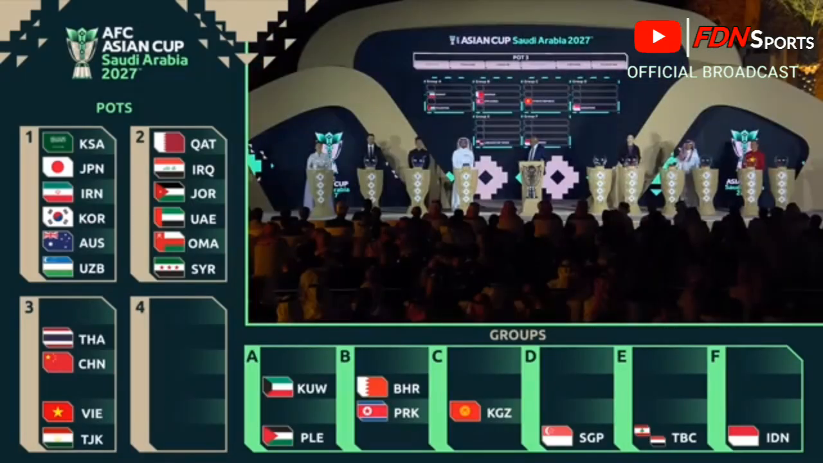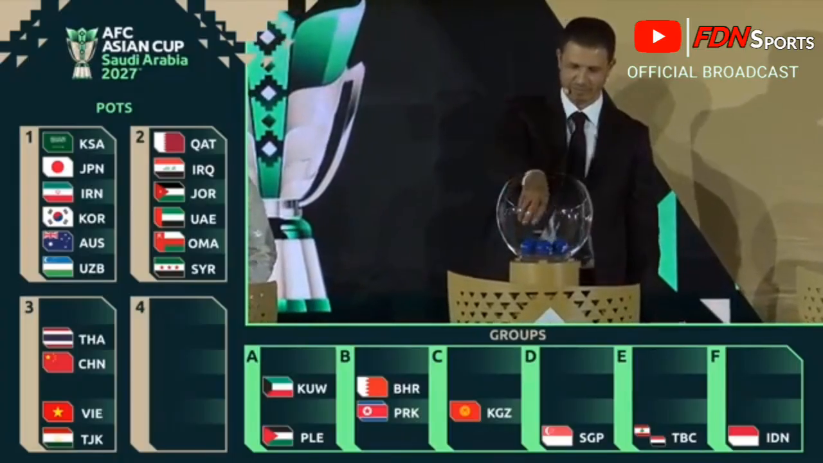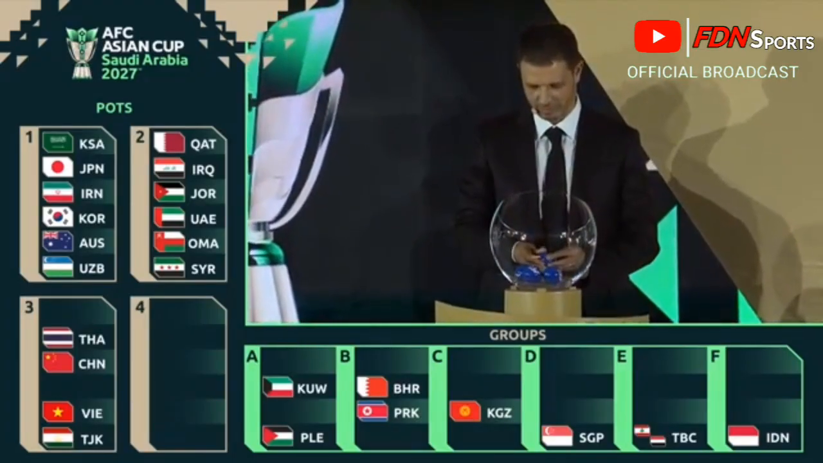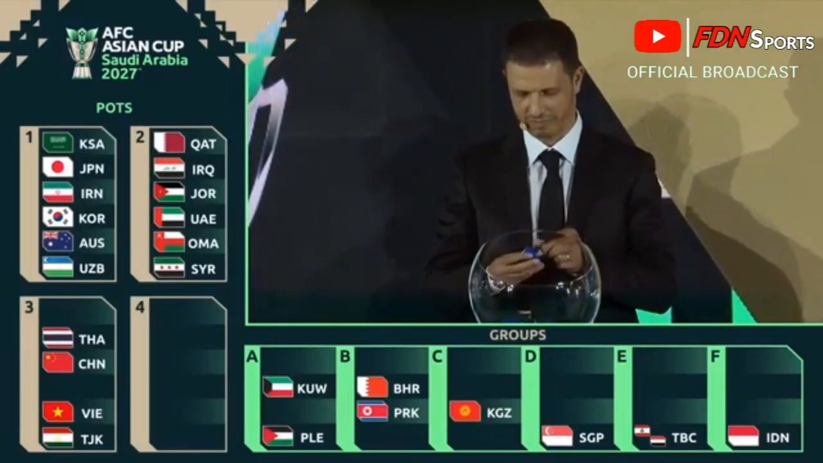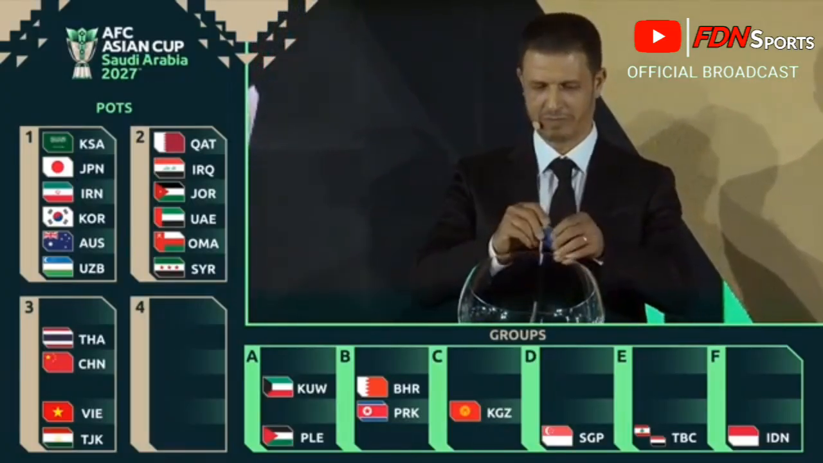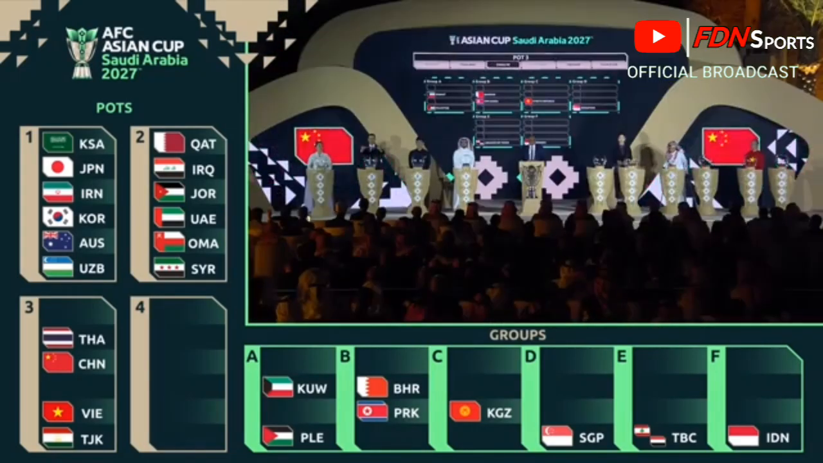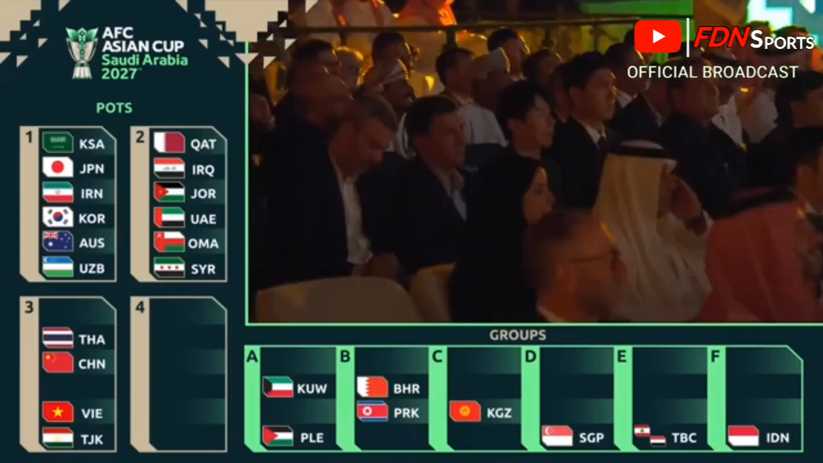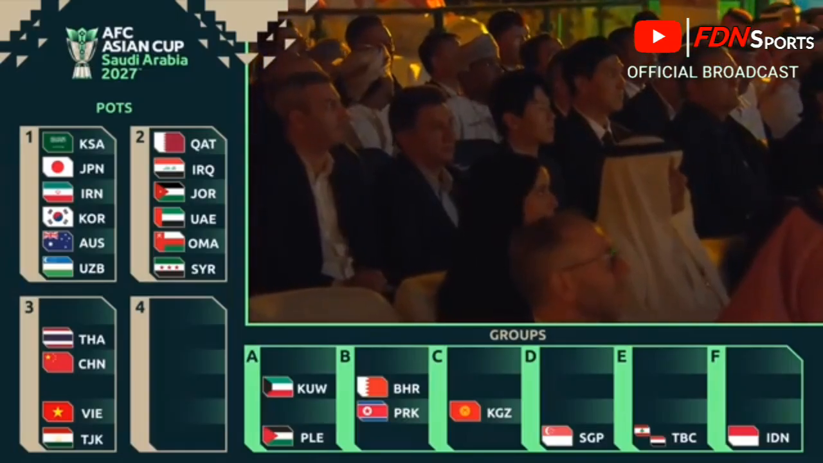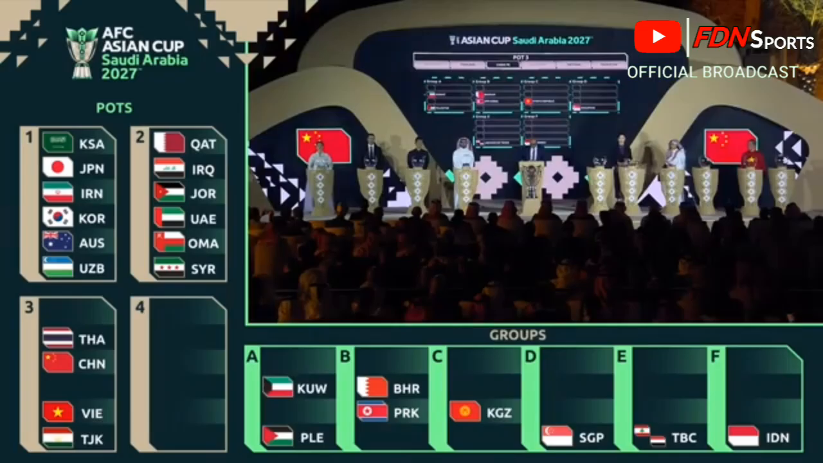Right, we'll move on to the next ball. China PR. China PR never missed an edition since the debut in 1976, making it 14 straight appearances. Their best finish is runners-up in 1984 and 2004, China.